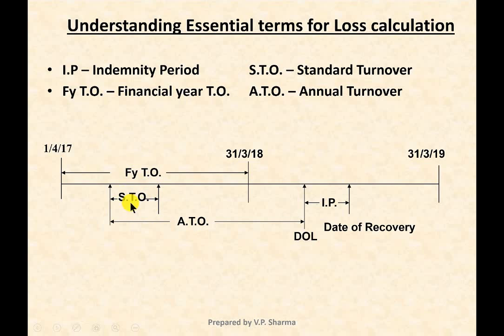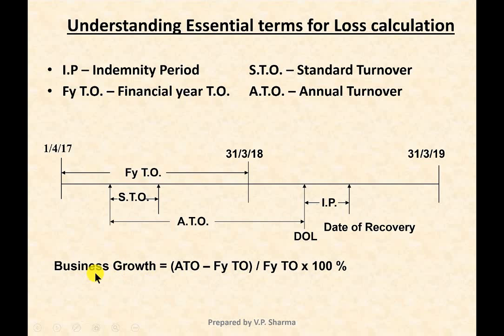And let us now understand what the standard turnover is. So this is the indemnity period. Now what we have said, you go to the previous financial year and find out the turnover generated by the insured for the period which corresponds to the indemnity period. So here is this period. This corresponds to the indemnity period. Say for example, it is from 1st of April to 30th of June. So you go to the previous financial year and find out what was the turnover generated by the insured from 1st of April till 30th of June. And that gives you the figure of the standard turnover.